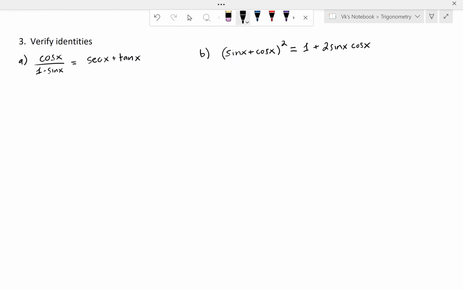Now, the left side seems to be easier. First, cosine x over 1 minus sine x. We can multiply by the conjugate, 1 plus sine x over 1 plus sine x, and work out the left side.